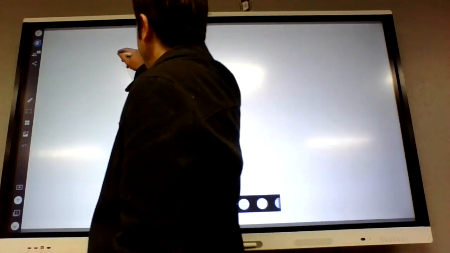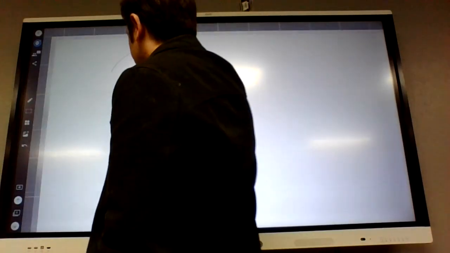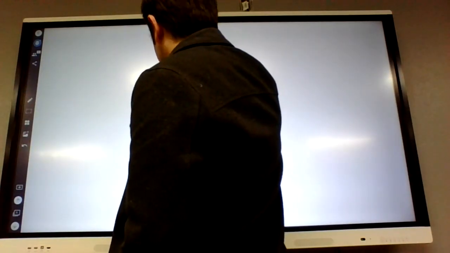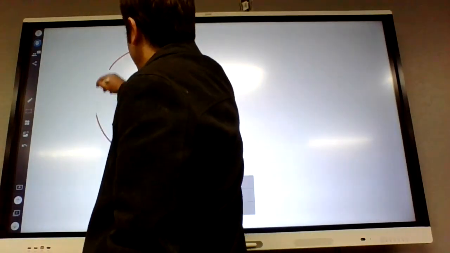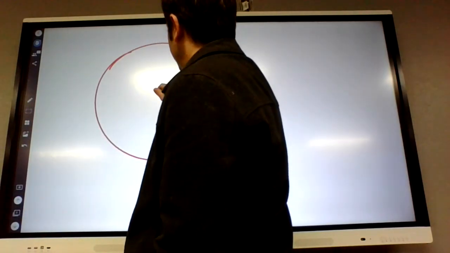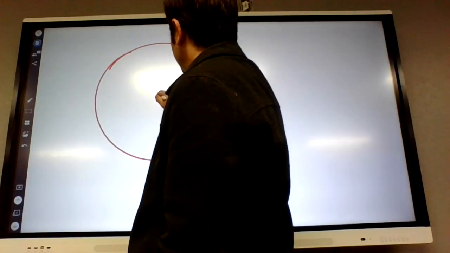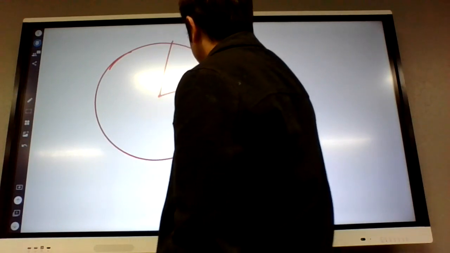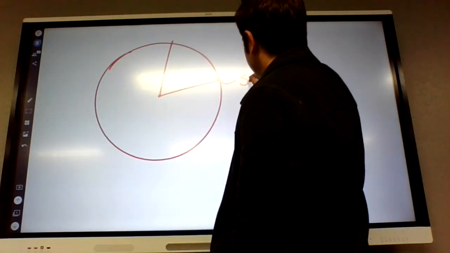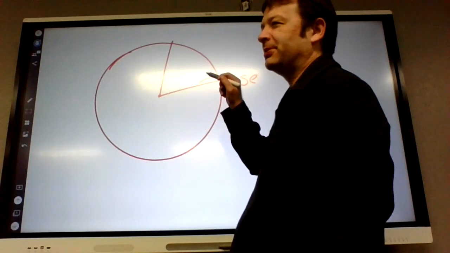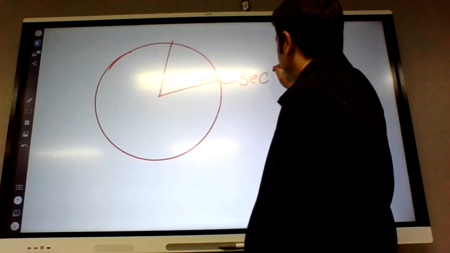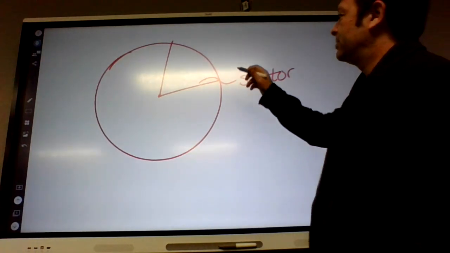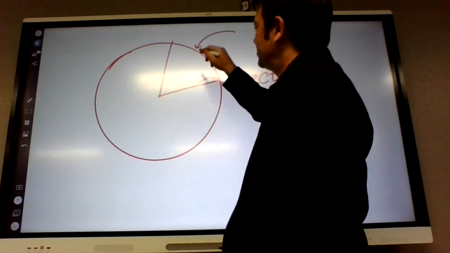Okay, I mentioned this briefly yesterday, but we're talking about arc length and sector area right now. You guys remember what a sector was? Section. This was your class, I mentioned this yesterday, wasn't it? Yeah. Okay, a sector is like a piece of the pie, and an arc is a piece of the circle.